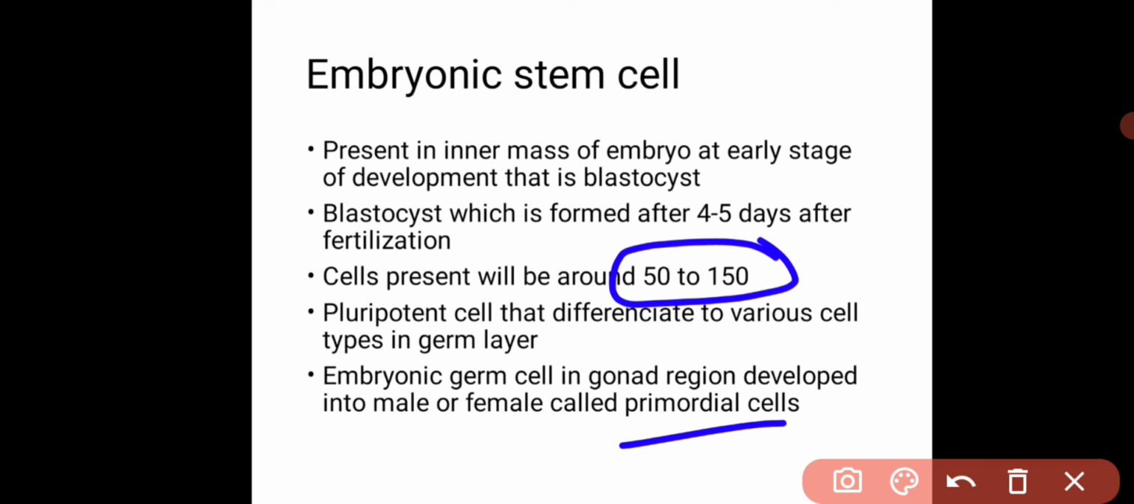So what are these primordial cells? They are the embryonic germ cells, the embryonic stem cells present in the gonad region, and that particular gonad region develops into either a male or female. So this determines the sex of an embryo. So these cells are called primordial cells.